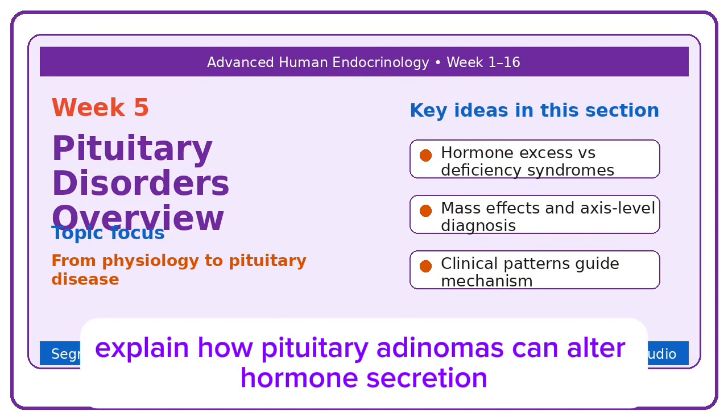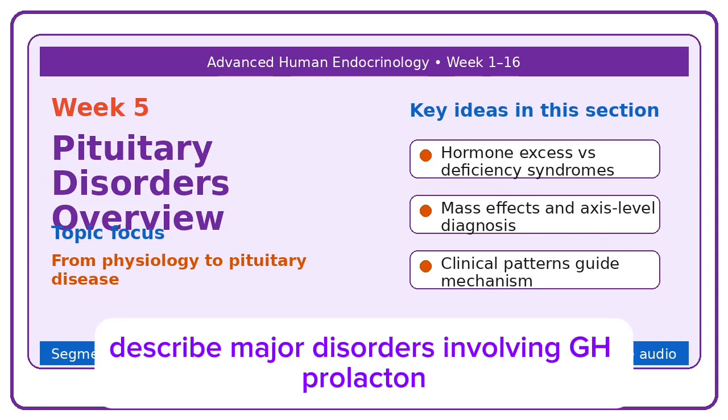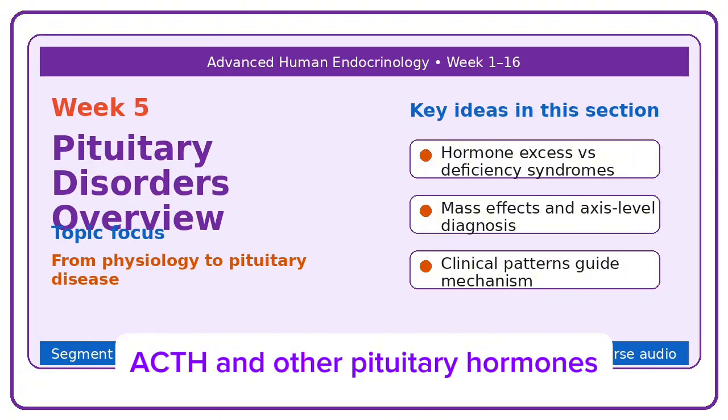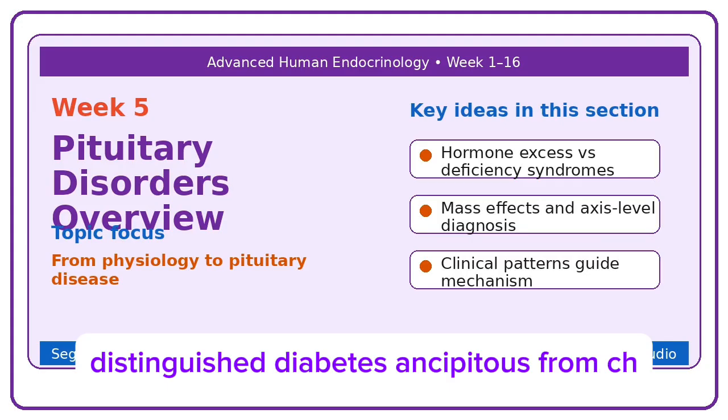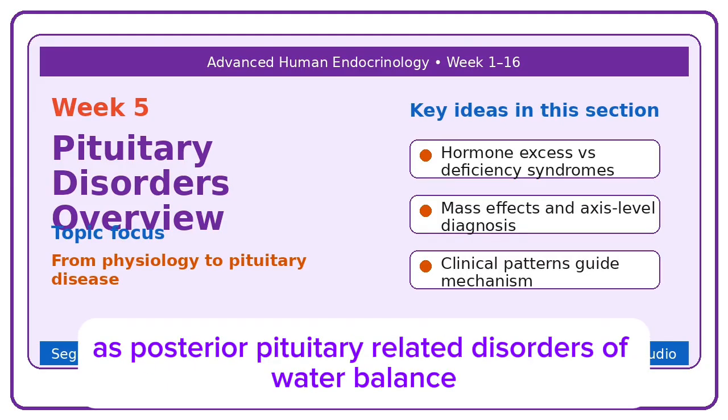Explain how pituitary adenomas can alter hormone secretion and produce neurological symptoms. Describe major disorders involving GH, prolactin, ACTH, and other pituitary hormones. Explain the causes and consequences of hypopituitarism. Distinguish diabetes insipidus from SIADH as posterior pituitary-related disorders of water balance.